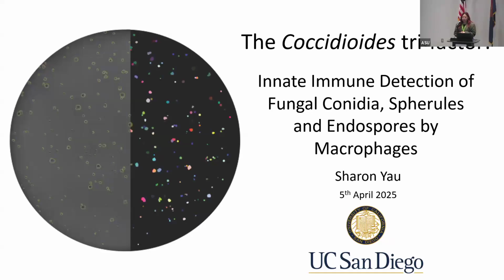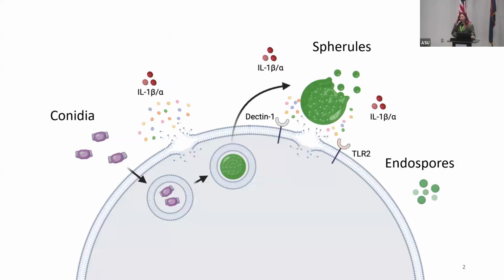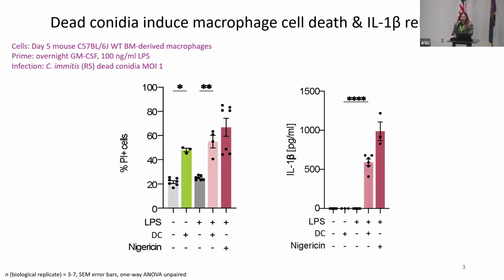Hi, everyone. My name is Sharon, and today I'm going to be talking about the innate immune detection of fungal conidia, spherules, and endospores from Coccidioides by macrophages, and specifically looking at how each of the 3 distinct cell forms impact IL-1 beta release and cell death.